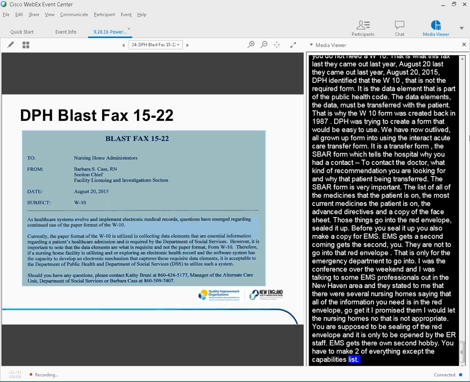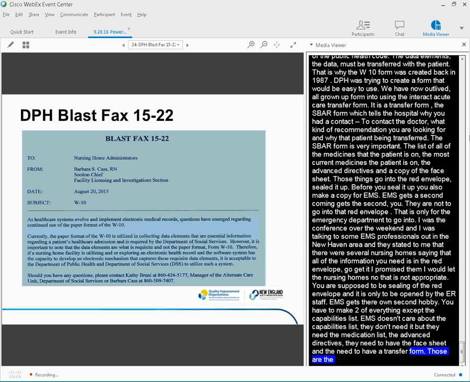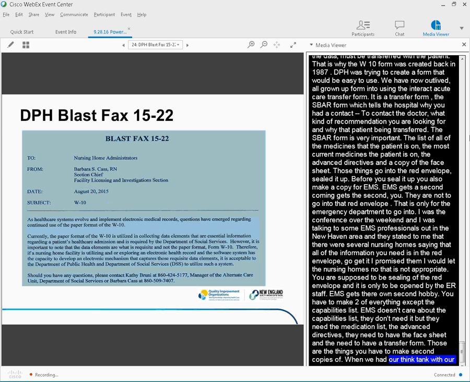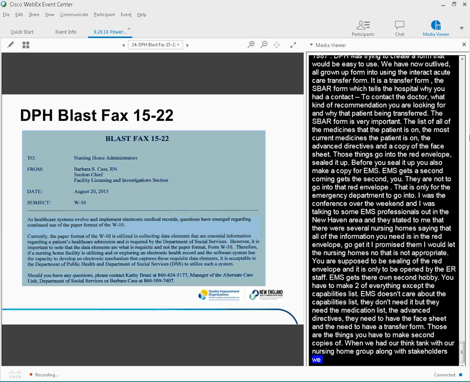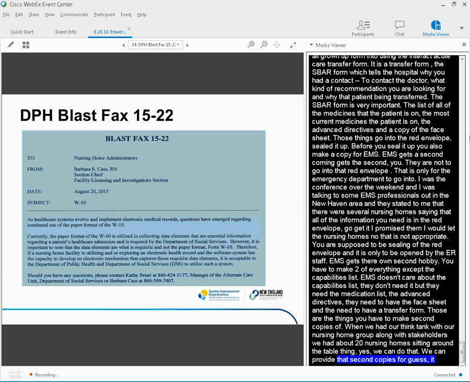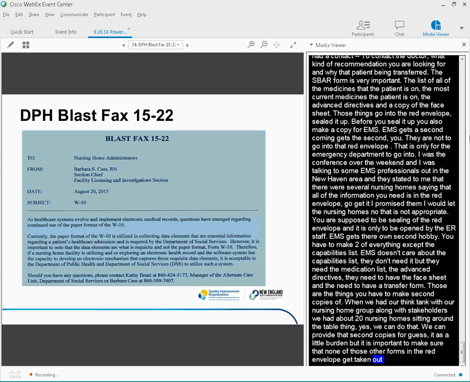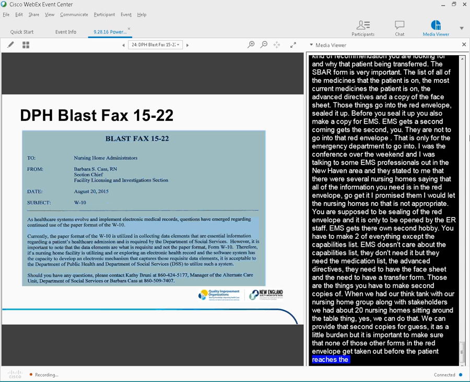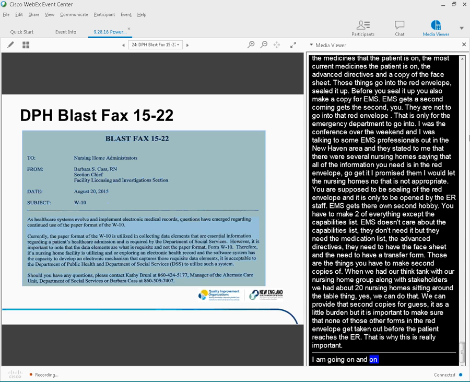And when we had our think tank with our nursing home group along with their stakeholders, we had about 20 nursing homes sitting around the table saying, yes, we can do that. We can provide that second copy. Yes, it adds a little bit of a burden, but it's important to make sure that none of those other forms in the red envelope get taken out before that patient reaches the ER. So that's why this is really important. I'm going on and on, but I just want to make sure everybody understands why that second copy for EMS is so important.